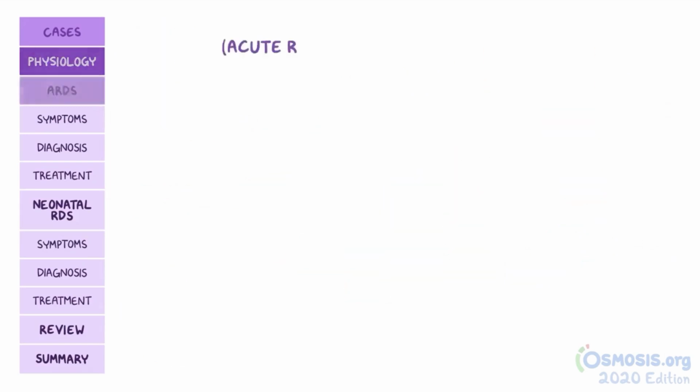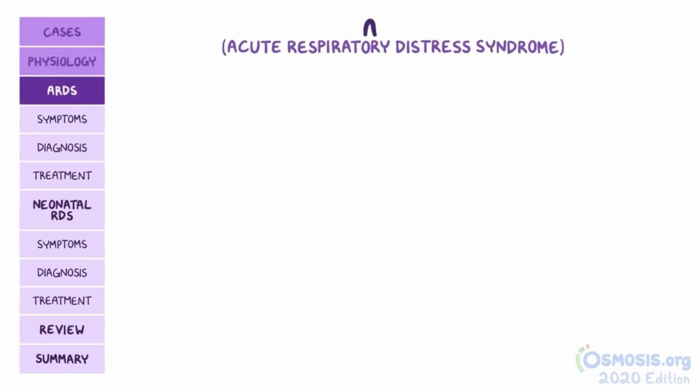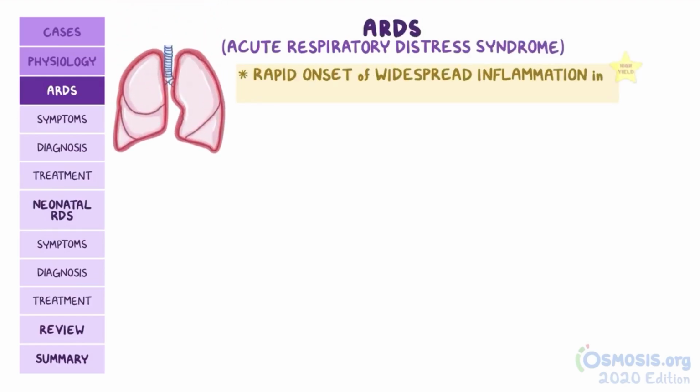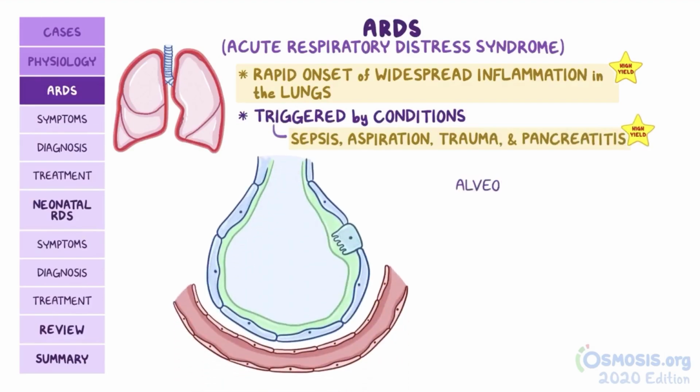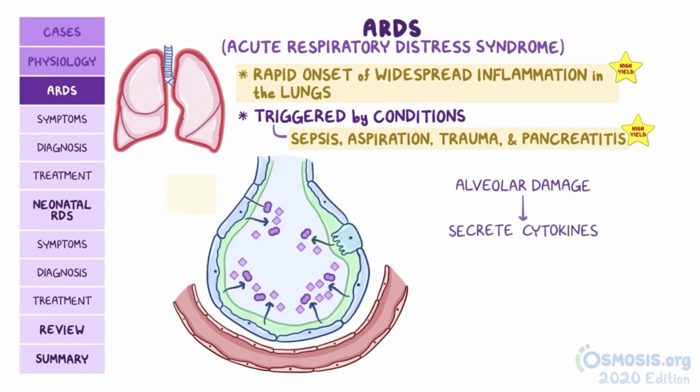Okay, so acute respiratory distress syndrome, or ARDS, is characterized by rapid onset of widespread inflammation in the lungs, which can lead to respiratory failure. ARDS is not a primary disease, as it is usually triggered by conditions like sepsis, aspiration, trauma, and pancreatitis. Now, ARDS starts when these conditions cause alveolar damage, and a high-yield fact is that the injury triggers the pneumocytes to secrete inflammatory cytokines, like TNF-alpha and interleukin-1.